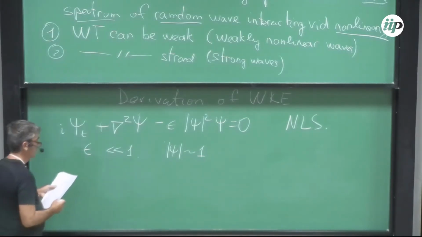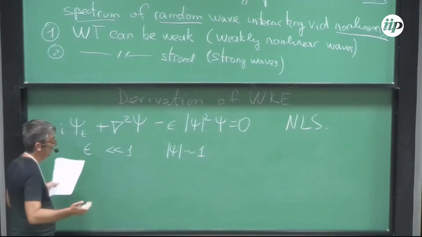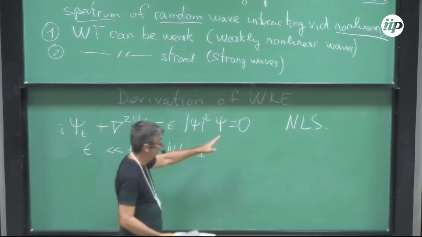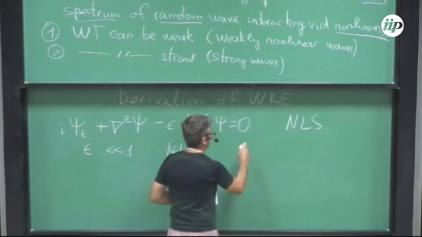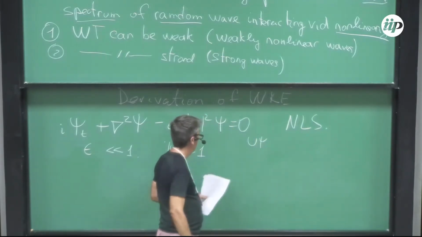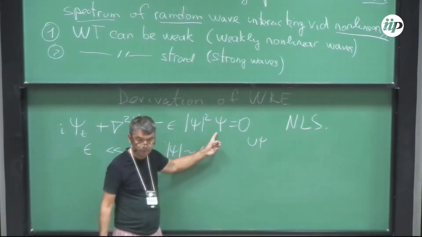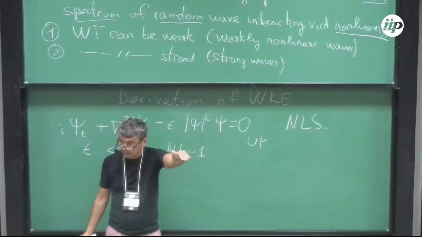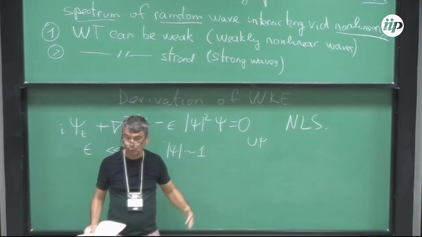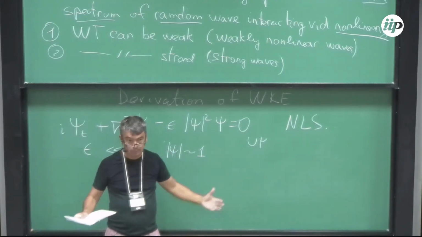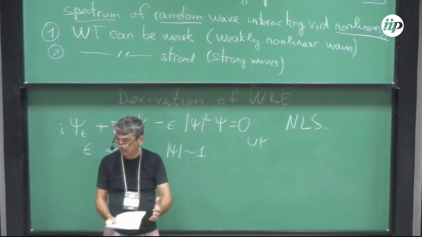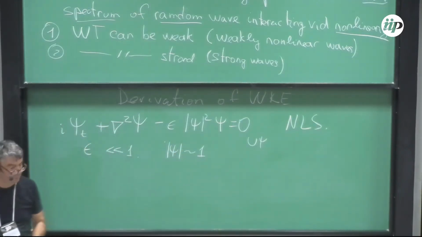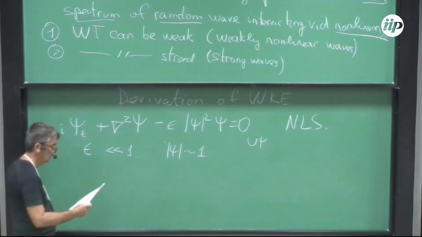Well, it depends on the problem I'm considering. I might want to add here a trapping potential, U psi. I might want to use a different type of nonlinearity. For example, in optics they use saturating nonlinearity or non-local nonlinearity, for example self-gravitating Bose gas. But this is the most basic nonlinear model.